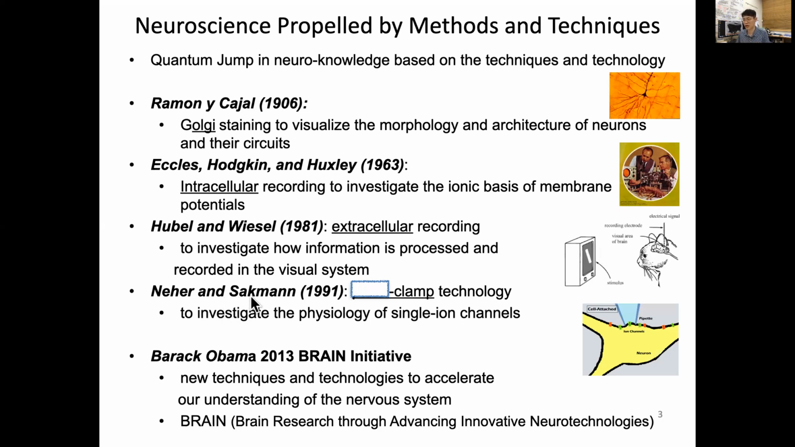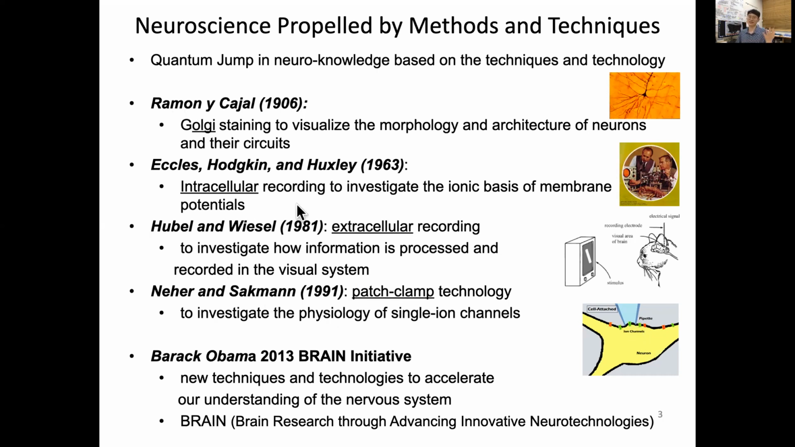Neher and Sakmann invented the so-called patch clamp technology to investigate the physiology of even single ion channels. Here we say ionic basis, and that is based on the ion channels present on the surface membrane of neurons. You can see this pipette. You clamp onto a small patch which includes a single ion channel, so that they can measure the electrophysiological properties of a single ion channel. That's why this method is termed patch clamp. Clamp is clamping, and they use a small patch, so it's called patch clamp.